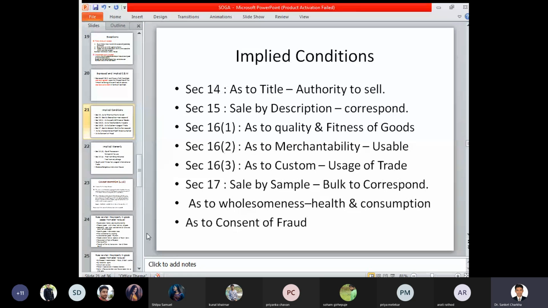So the fitness of the goods must also be identified based on the different brands associated and the price that has been set for a particular product. It is the duty of the seller to inform the buyer whether the goods are fit for consumption or not fit for consumption.